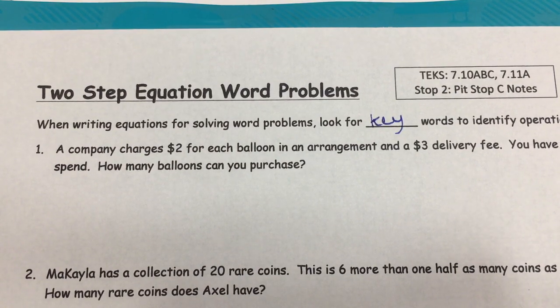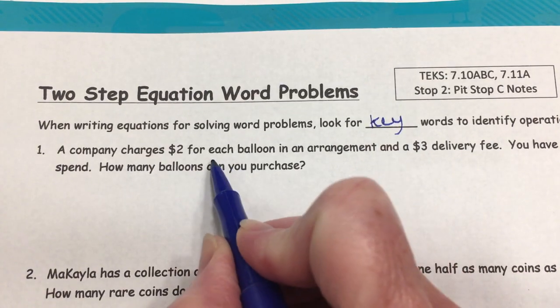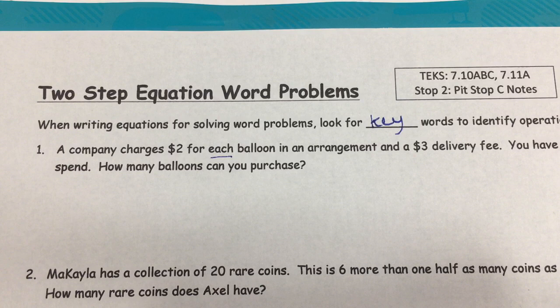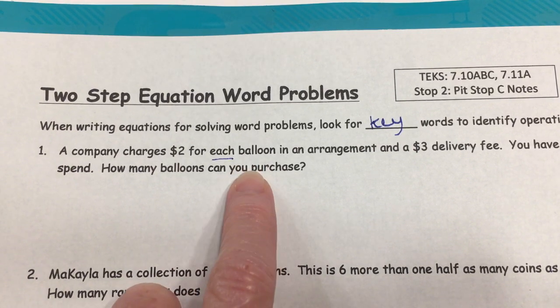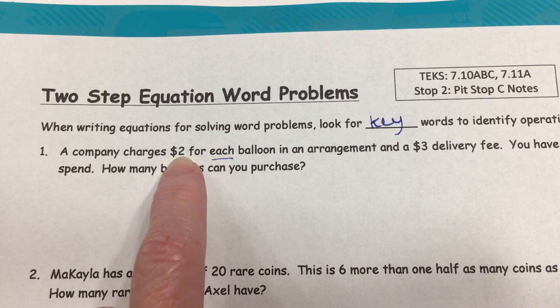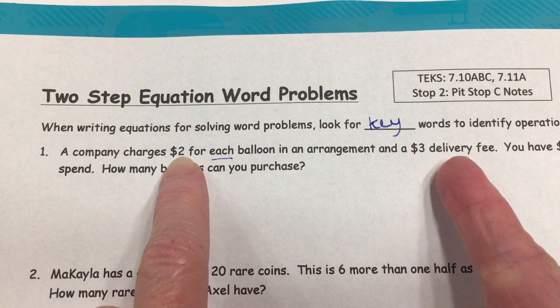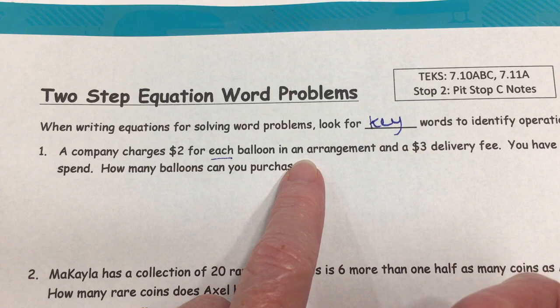A company charges $2 for each balloon in an arrangement and a $3 delivery fee. You have $9 to spend. How many balloons can you purchase? All right, so I'm not seeing a lot of keywords here. "Each" is a keyword. So let's just understand basically what's happening. So you're buying balloons, and what are you paying for? You're paying for the balloons plus the delivery fee. All right, so that would indicate you would have to add something.